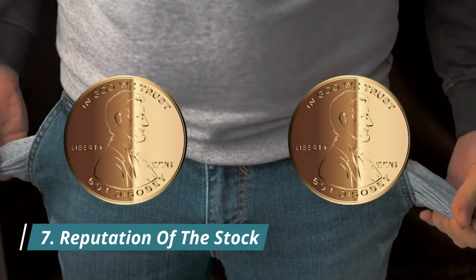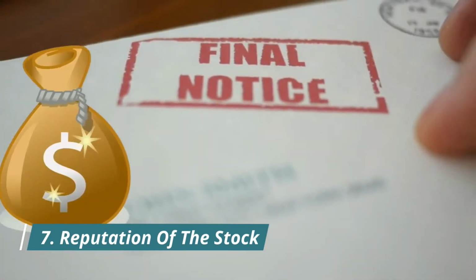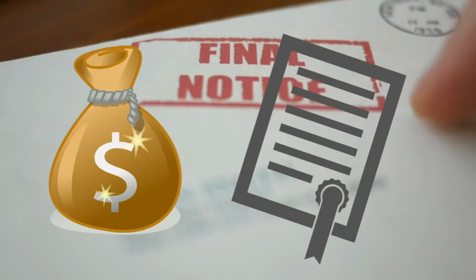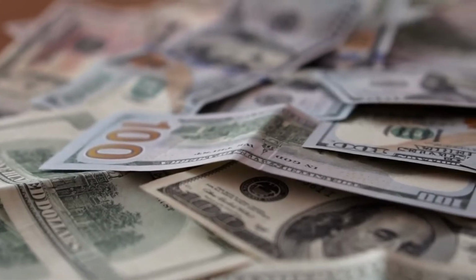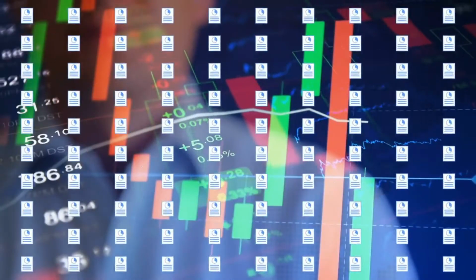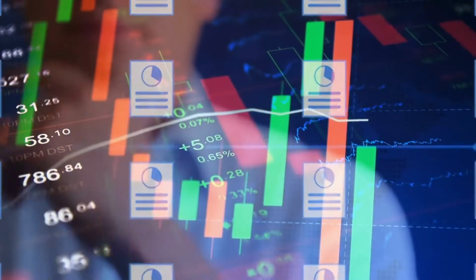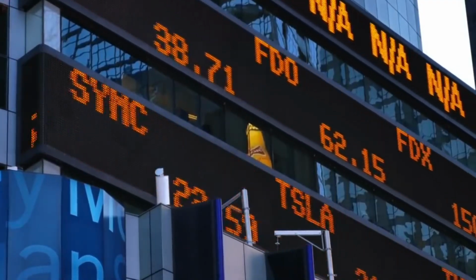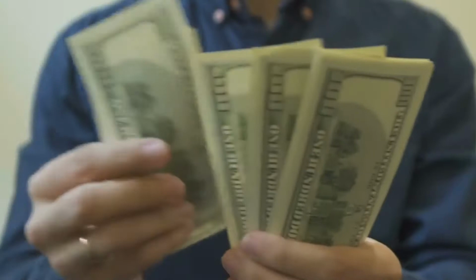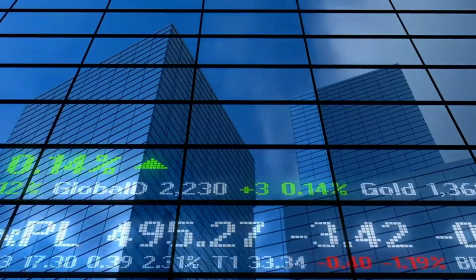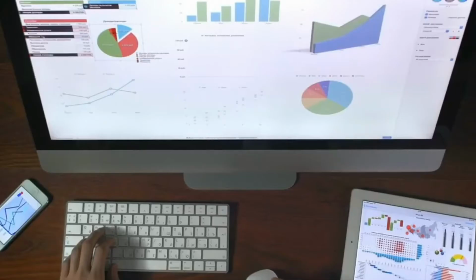Number 7, reputation of the stock. A company or stock's reputation can have a significant impact on its value. A stock that is recently purchased by a high-profile person, for example, may be overvalued by the market. Stocks that are receiving a lot of attention from industry-relevant media outlets and well-known investors can sell for an inflated price as a result of the hype. When determining the stock's genuine value, take into account its profile.